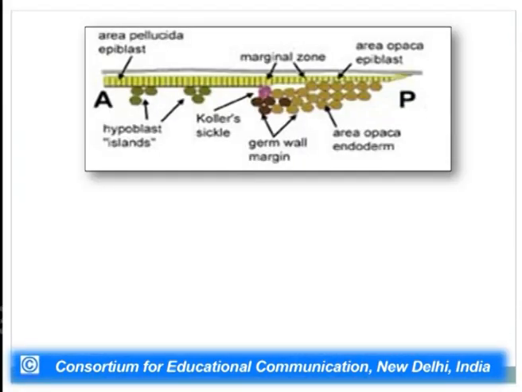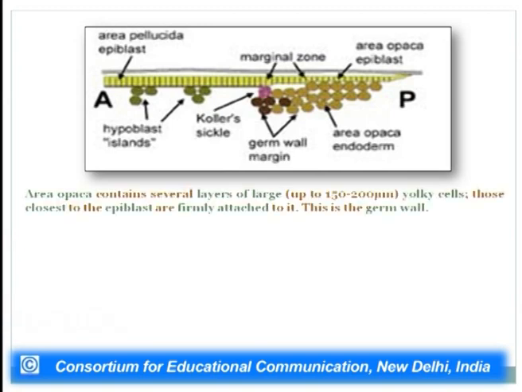So, you can see that there is an epiblast layer, the yellow colored layer which is present, and it is covering both the area pellucida as well as the area opaca and the marginal zone. The area opaca, as you can see, contains several layers of large, up to 150 to 200 micrometers, yolky cells. Those closest to the epiblast are firmly attached to it, and this is called the germ wall. So, it is a multi-layered area opaca, large yolky cells, very compact, and very closely adhered to the epiblast layer, and this area opaca layer is termed the germ wall.